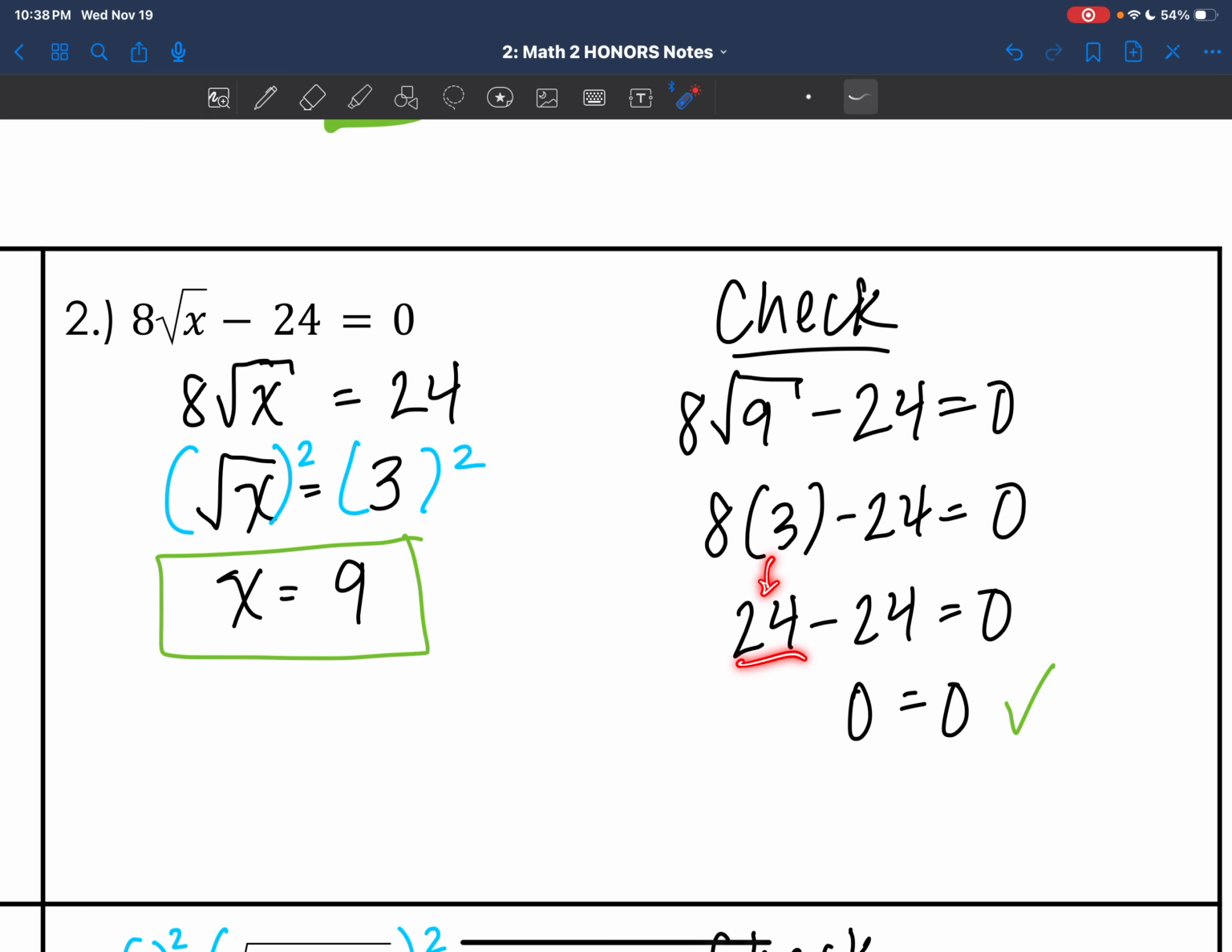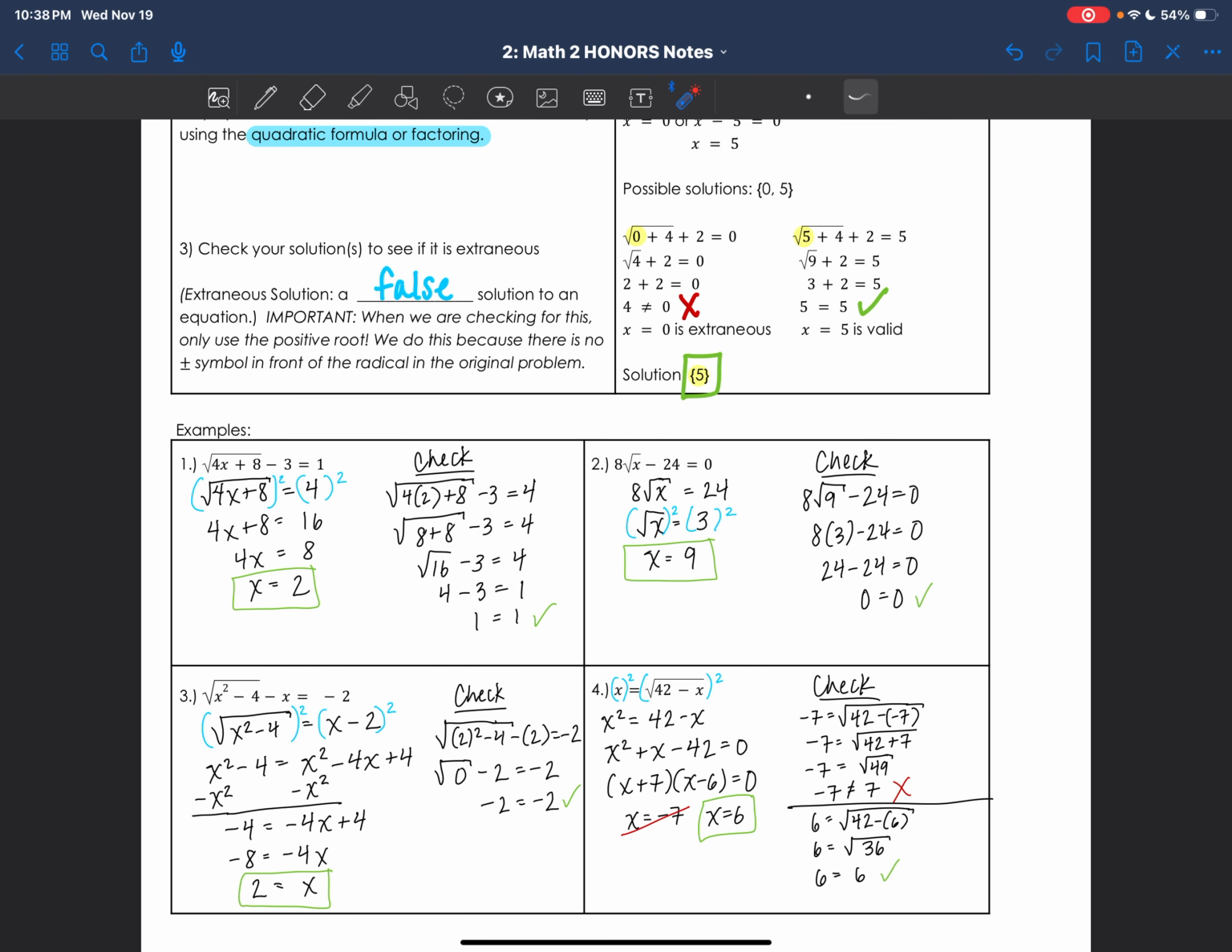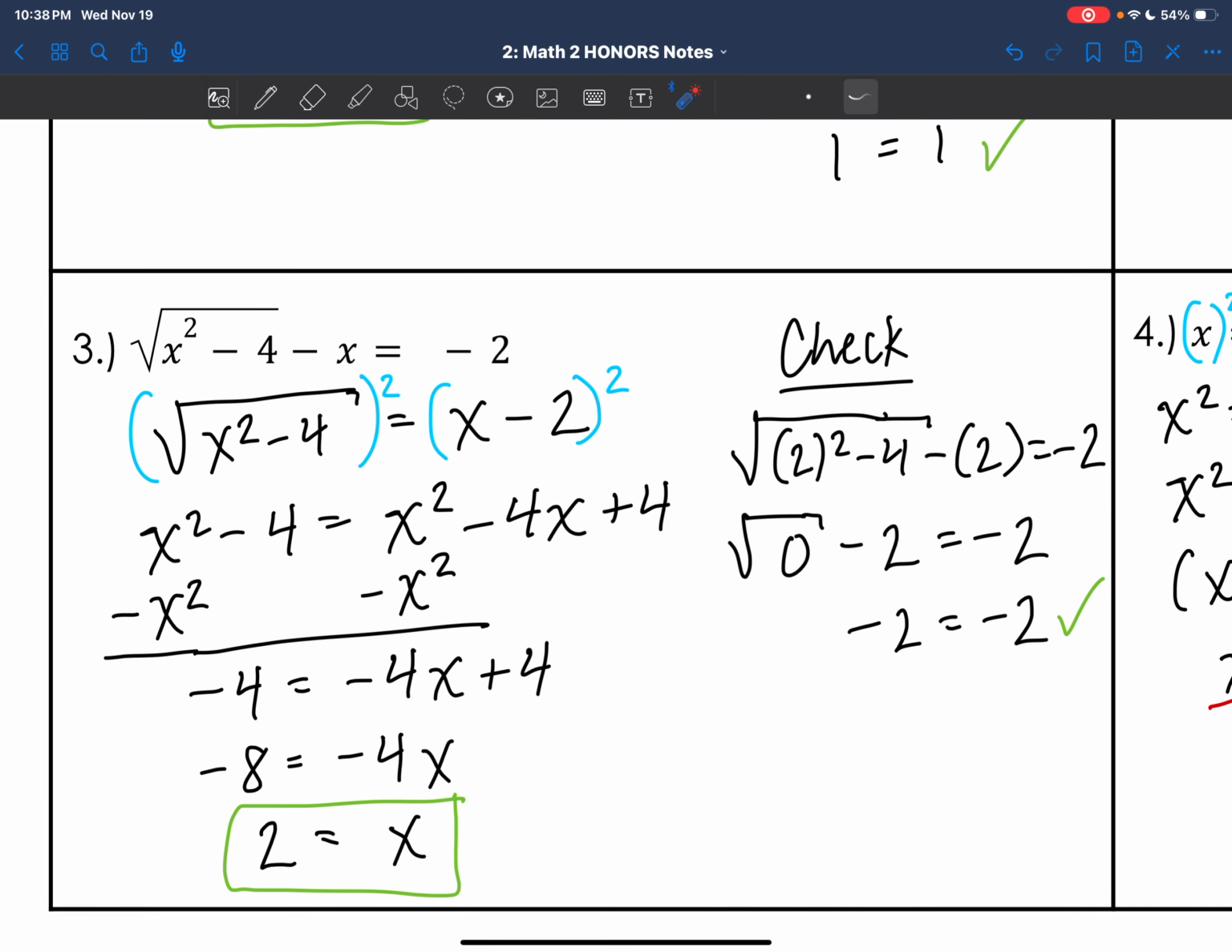This gives me 24 minus 24 equals 0. That is true, so this is a solution. All right, so now let's check this one. We have to move this x over to that side so we can get this part by itself.